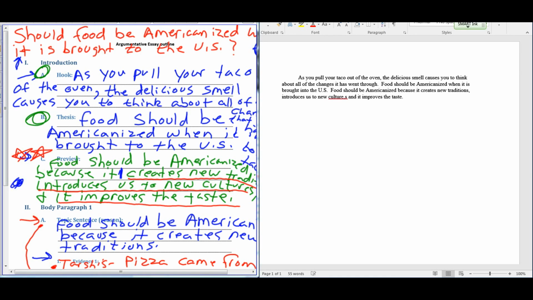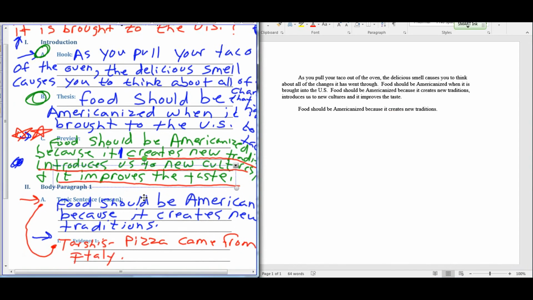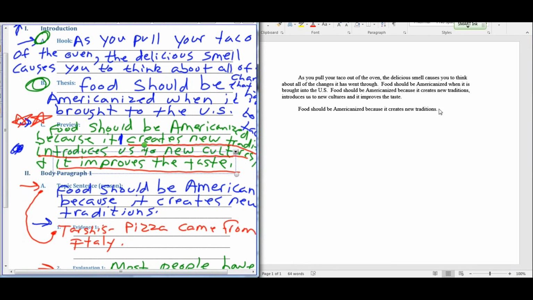Now I am ready for my first body paragraph. So I'm starting off my topic sentence. I made sure I indented. Now this is one example here, Tarshish. I can't just put Tarshish. I need to figure out a way to introduce Tarshish, so I'm going to put according to Tarshish.